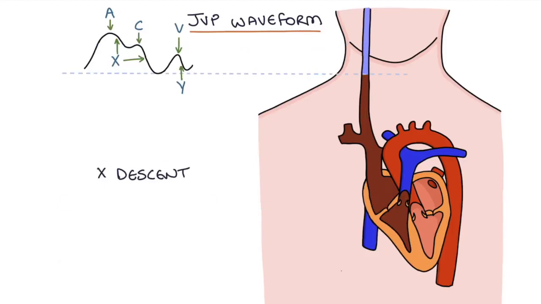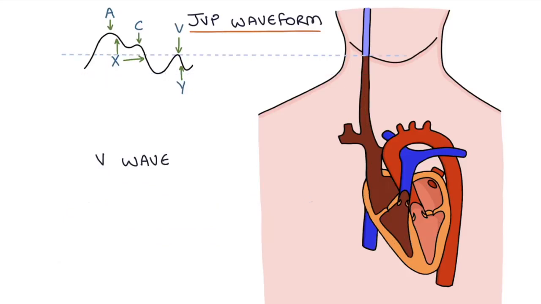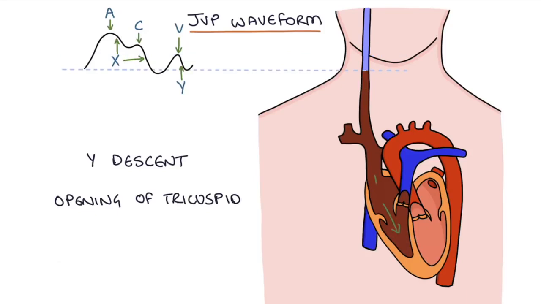The remaining X descent is caused by right ventricular contraction, causing the right ventricles to take up less room and the atria to expand and fill the space left by the right ventricle and drain blood from the internal jugular vein. The V wave is caused by the right atrium filling up with blood, and in turn the superior vena cava and internal jugular vein filling with blood. And then the Y descent is caused by opening of the tricuspid valve and emptying of the right atrium.